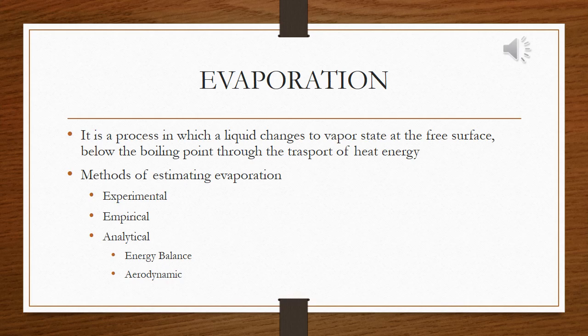So in civil engineering or hydrology class, we know that this liquid is water, and this heat energy or heat source is sun radiation. Methods of estimating evaporation are fairly hard, but we are gonna cover some analytical methods, though mostly it is experimental and empirical formulation for this study area. But in analytical, we have two models, which are energy balance and the aerodynamic method.